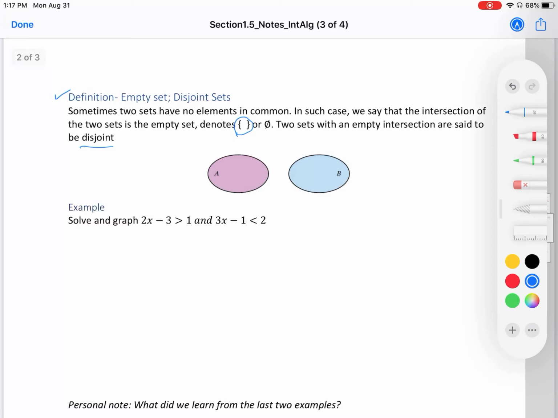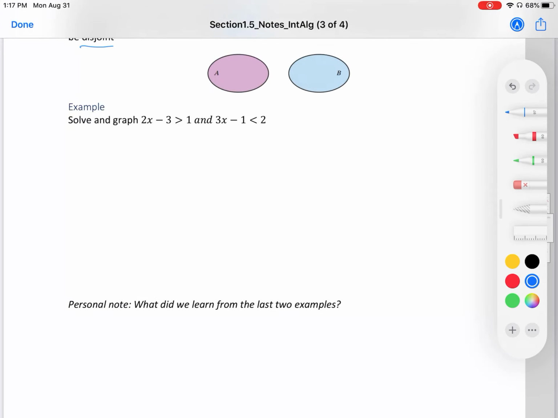Let's do an example. Let's go ahead and solve and graph. Now notice this one is written differently. Instead of giving us a compound or conjunction type of statement, it's giving us two statements. But because we have that word and, my answer will be whatever they overlap. Our answer is where they overlap.